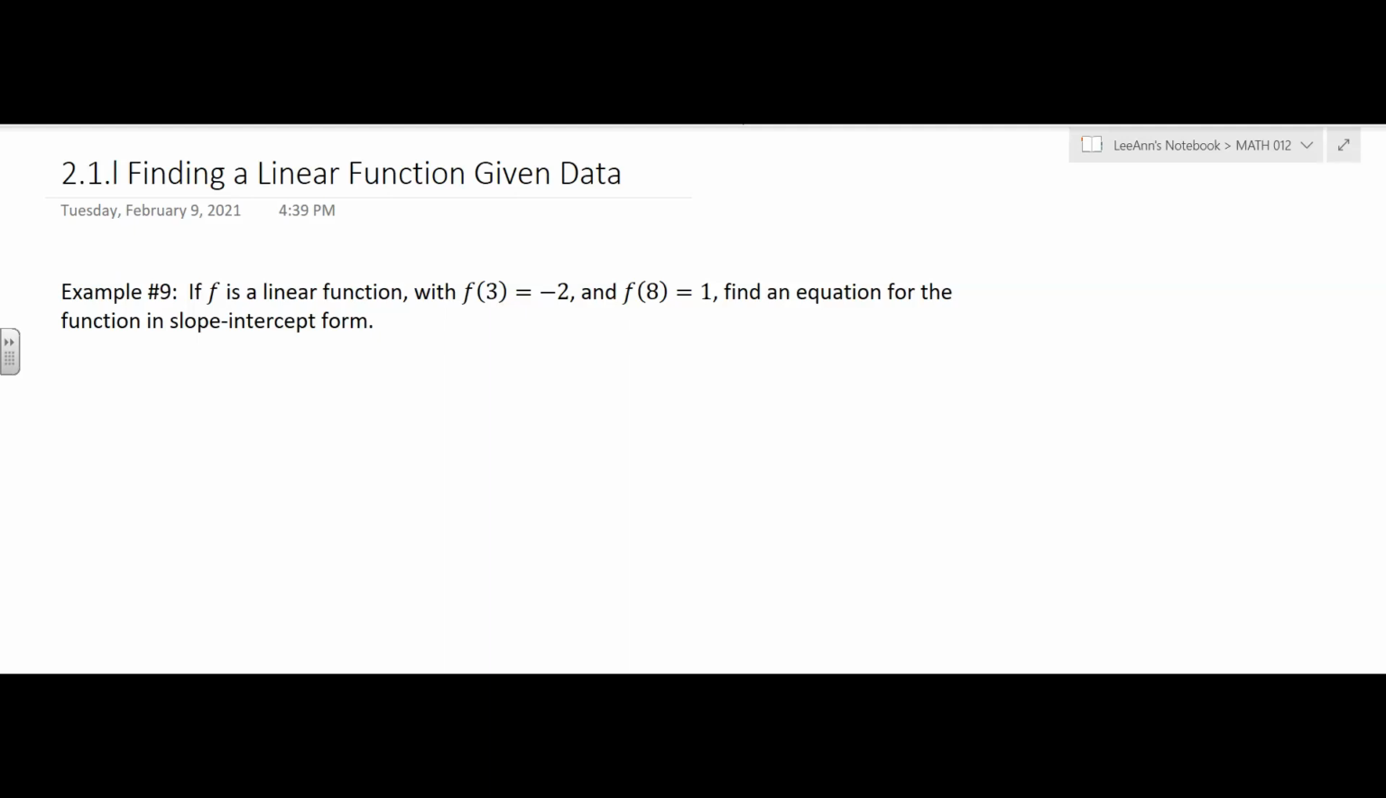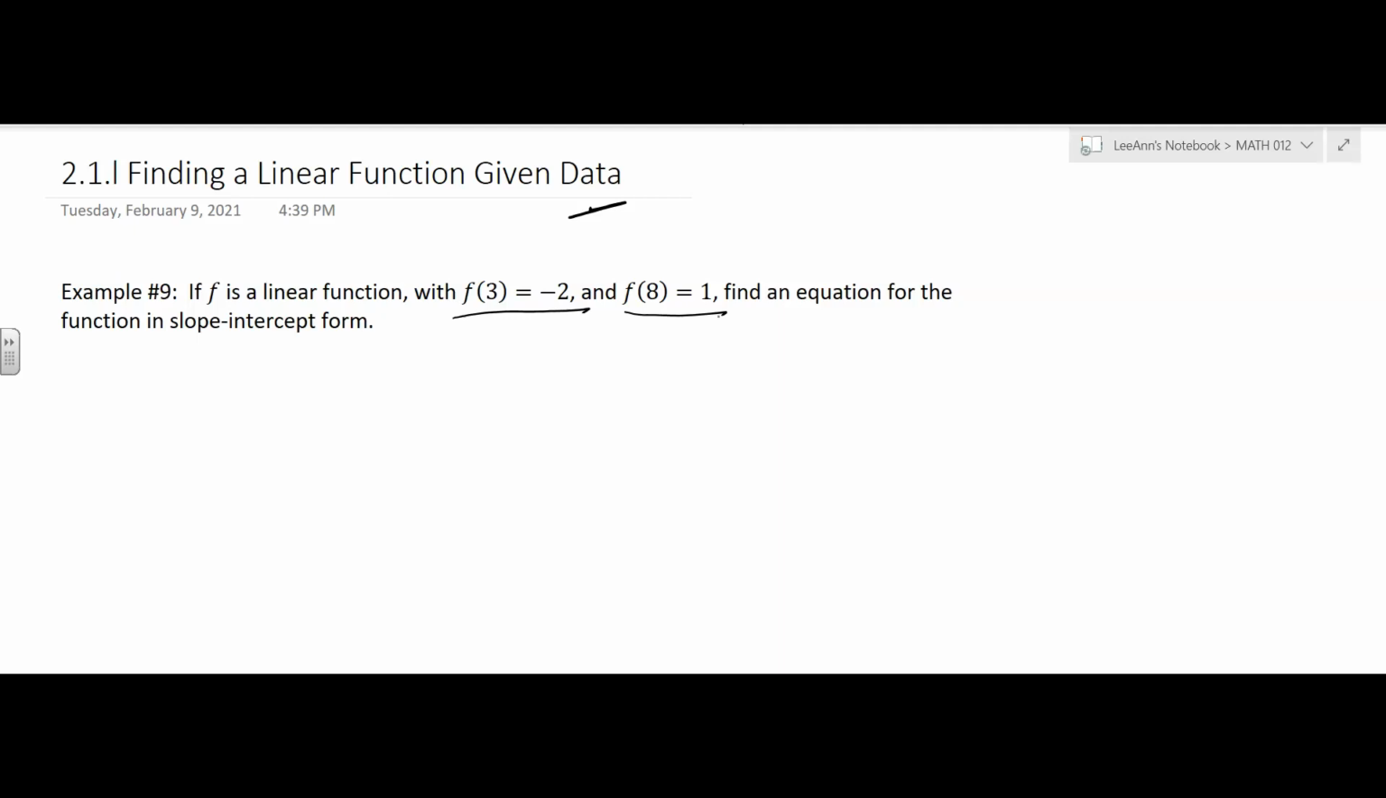Okay, so this one is a little bit different. It's kind of fun. Different doesn't necessarily mean hard, but we have to think about the term in terms of what the information is that they give us, okay? So that's why I put in the title, they give us data, okay? It says if f is a linear function with f of 3 equaling -2 and f of 8 equaling 1, find an equation for the function in slope-intercept form.